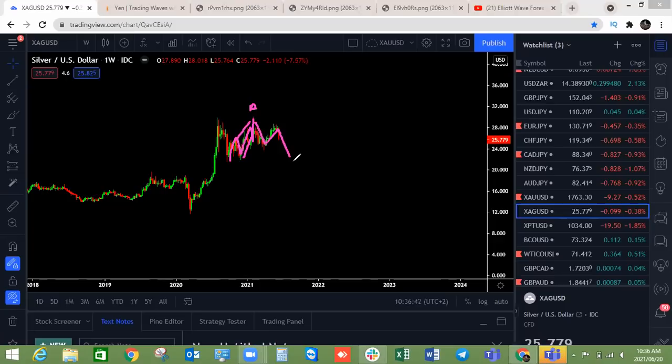So this is the B that could potentially play out on silver, and then we'll get a C here, making a complex correction as follows: 3 waves down, a complex correction in purple, and then we look for upside. But where are we currently?